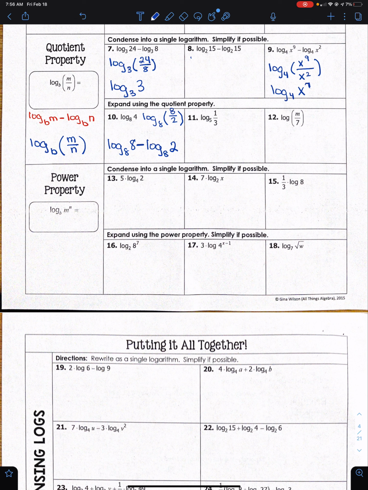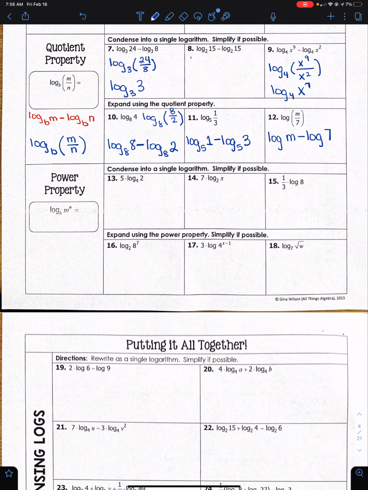It's already a fraction, so when I write it, I'm going to have log base 5 of 1 minus log base 5 of the denominator, and then number 12. Log base 10, because they don't write it, of m minus log base 10 of 7. Okay. All right, those two take practice, but they usually catch on pretty quickly.